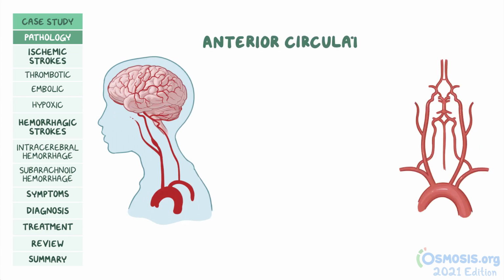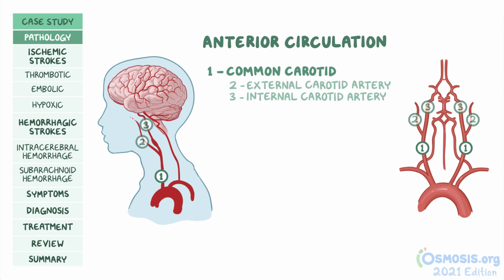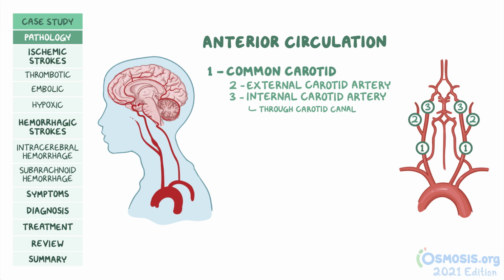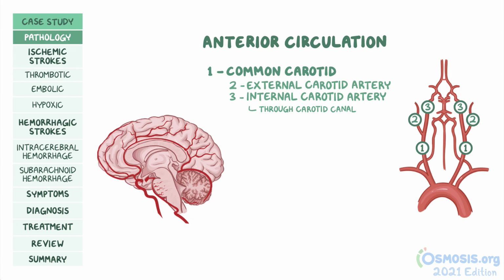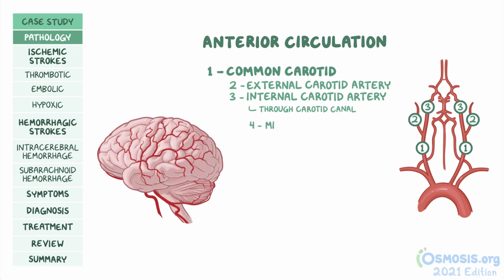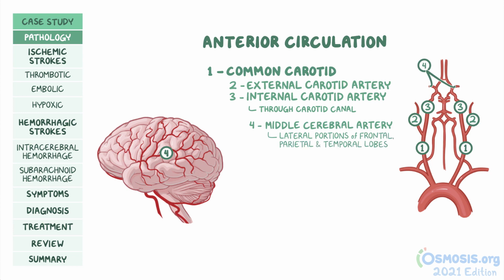The anterior circulation starts in the neck, where the common carotid artery splits into the external and internal branches. The internal carotid passes through the carotid canal of the temporal bone of the skull and into the cranial cavity. Once inside, the internal carotid artery gives off branches. First are the middle cerebral arteries that supply the lateral portions of the frontal, parietal, and temporal lobes. It's also important to remember that the middle cerebral arteries supply the two language areas, Broca's and Wernicke's.